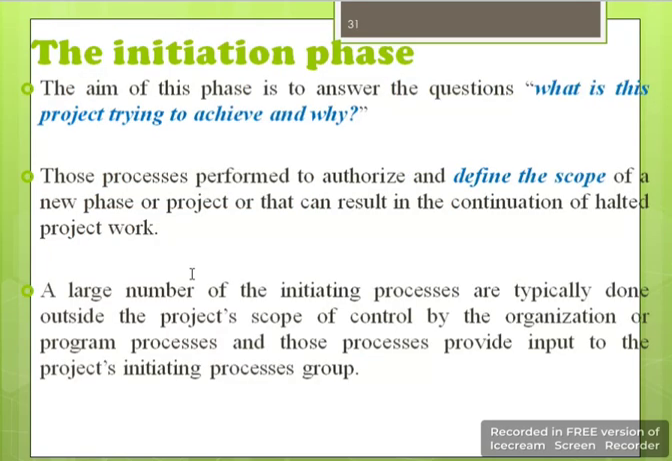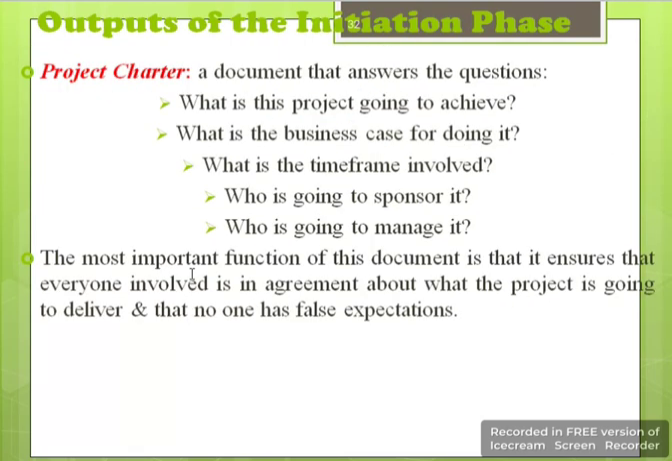Initiation. The aim of this phase is to answer the questions: what is this project trying to achieve and why? Those processes perform to authorize and define the scope of a new phase or project, or that can result in the continuation of halted project work. A large number of the initiating processes are typically done outside the project scope of control by the organization or program processes, and those processes provide input to the project's initiating processes group.